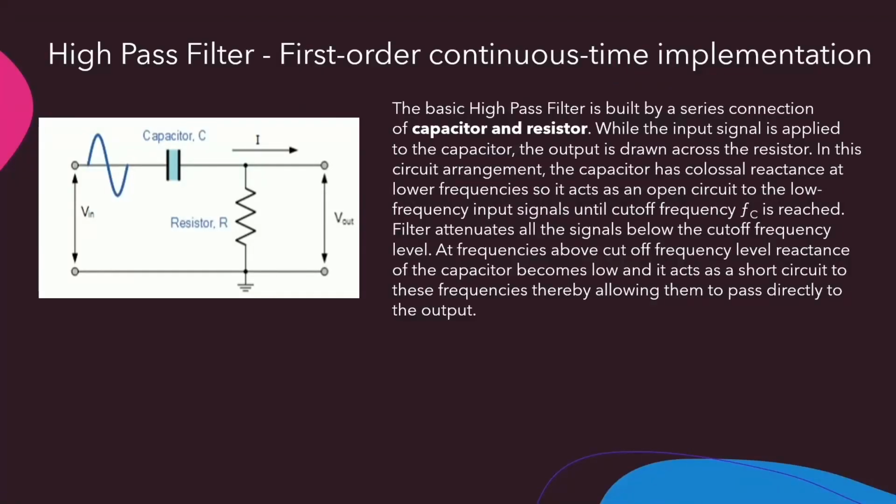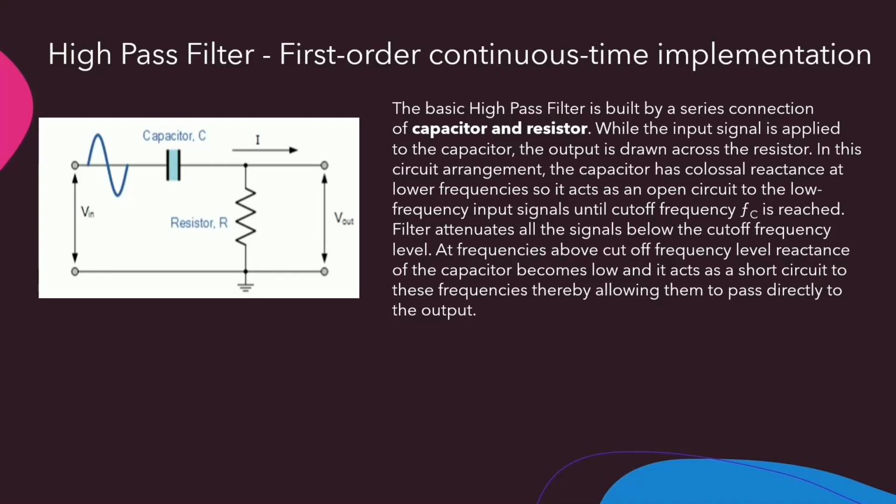The basic high-pass filter is built by series connection of a capacitor and a resistor. While the input signal is applied to the capacitor, the output is drawn across the resistor. In this circuit arrangement, the capacitor has colossal reactance at lower frequencies, so it acts as an open circuit to the low frequency input signals until the cutoff frequency is reached. The filter attenuates all the signals below the cutoff frequency level.